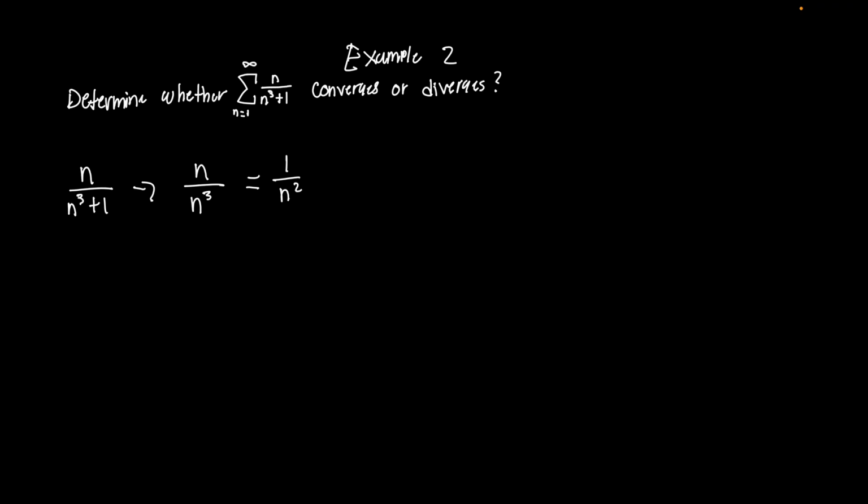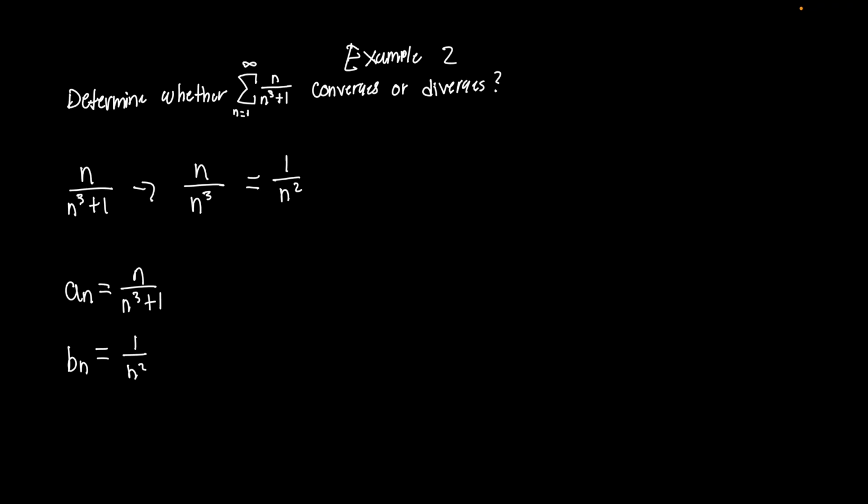So now let's choose our terms. We have a sub n, which is going to be equal to just our series right here, n over n cubed plus 1. We have b sub n, which is the one we're comparing it to, 1 over n squared. Now, we know that the 1 over n squared series converges because it's a p-series with p equals 2.